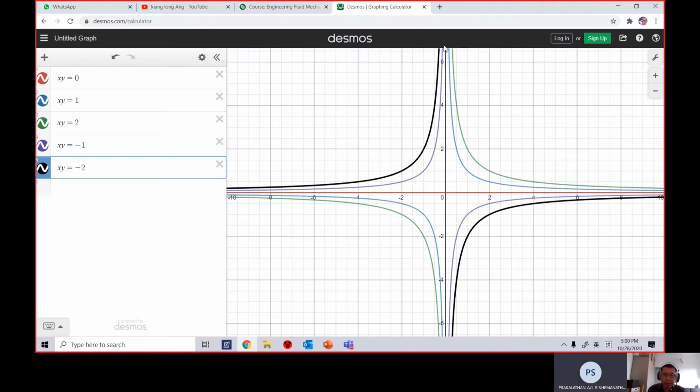Sorry, this is the streamline. Yes, this is the streamline for the equation xy equal to constant value. Okay. So these are all the streamlines. Of course, the difference is the constant value.